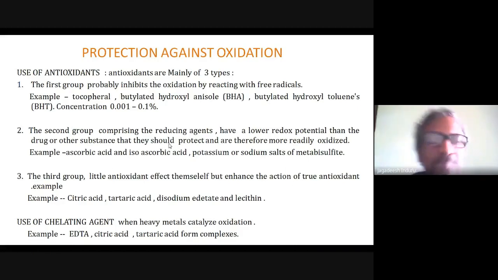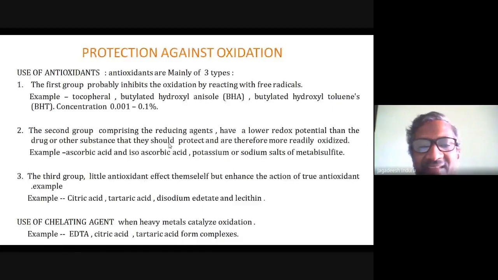This is one approach. The third approach is substances that have little antioxidant effect by themselves. If you add them alone, they don't have much effect, but they enhance the action of antioxidants, like citric acid, tartaric acid, disodium edetate, and lecithin. What are these? They are all complexing agents, chelating agents. So this is the use of a chelating agent.